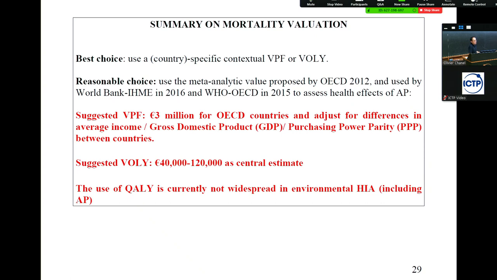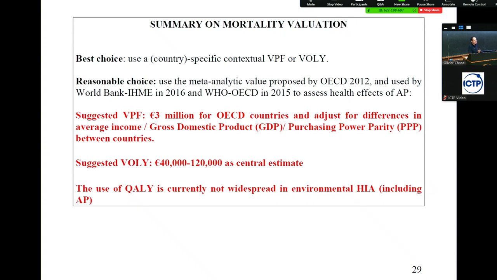So to sum up, when you have to value economically mortality due to air pollution exposure, the best choice would be to use a country-specific contextual value of prevented fatality or VOLY. It depends on the metric you use to measure mortality, number of deaths or number of years of life lost. And a reasonable choice is to use a meta-analytic value proposed by the OECD. I showed you the histogram. It was used to assess the health effects of air pollution by the World Bank and by WHO and OECD in 2015.